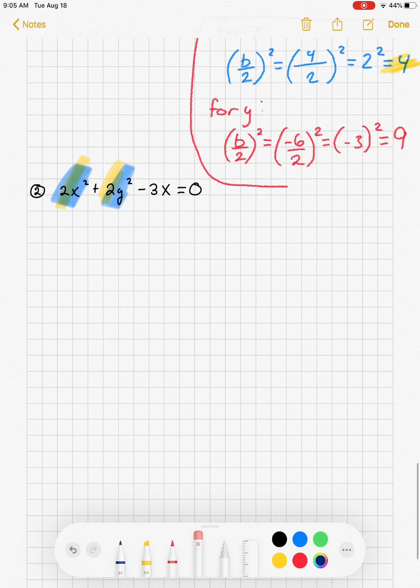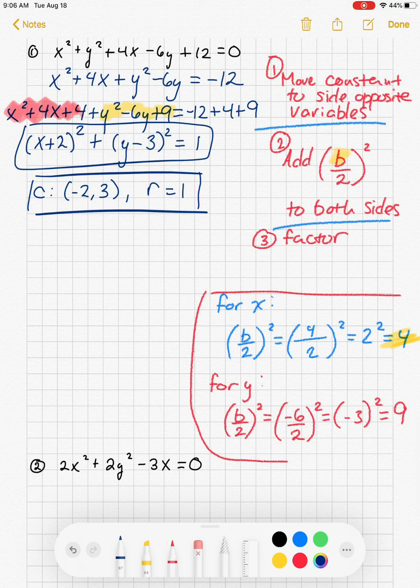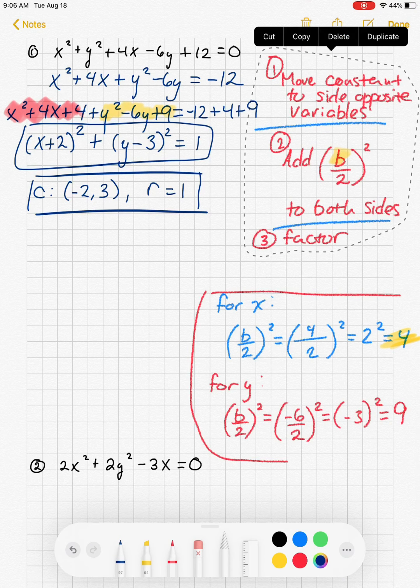Let's try this next one. Same thing. We would follow these same steps. I'd say, okay, should I take these down?